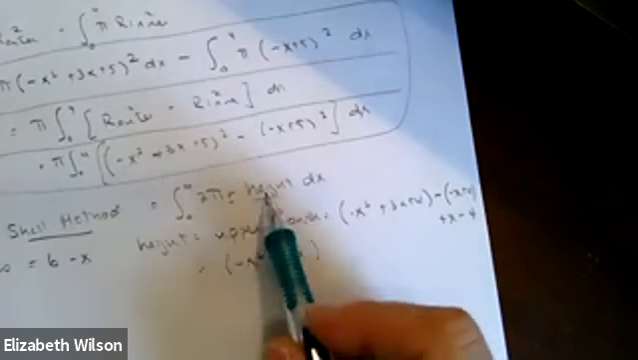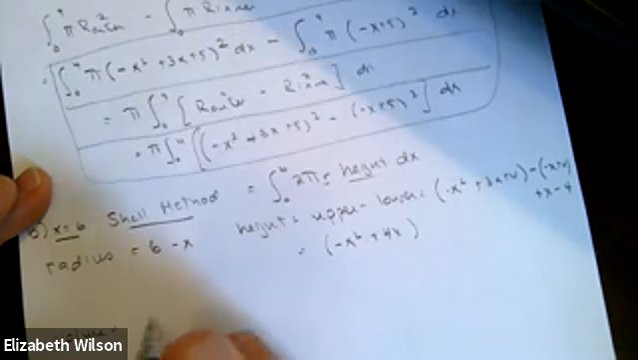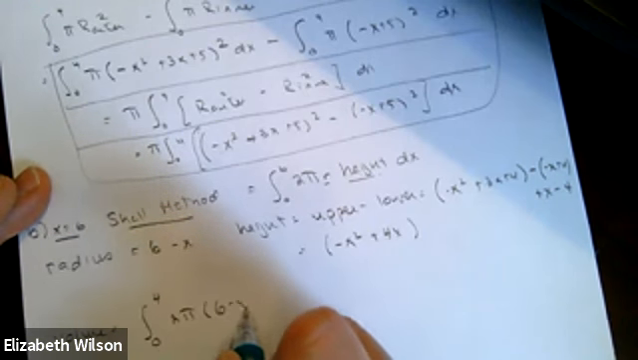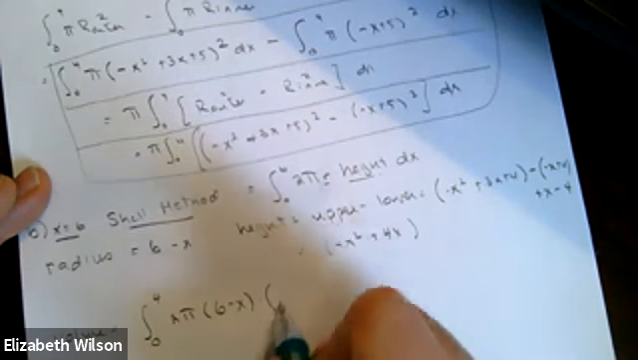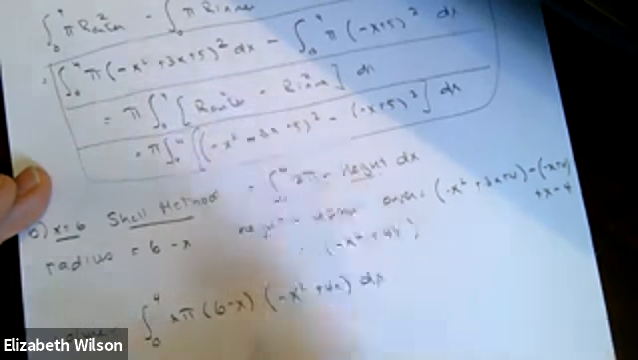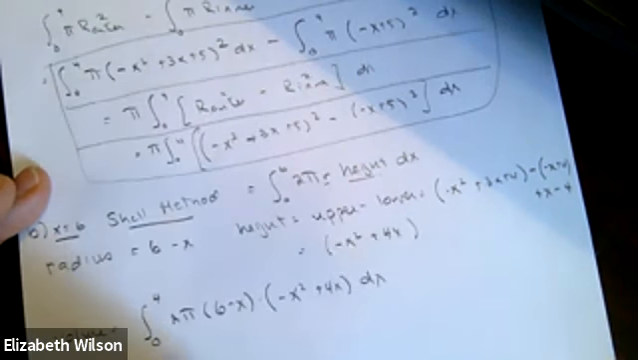So taking the height and the radius, I'm going to plug them into here. Our volume is going to equal, we're going to go from 0 to 4 of 2 pi times our radius, 6 minus x, times our height, minus x squared plus 4x, times the tiny little thickness of each circle as we sweep our way through. And that was it. They didn't ask us to actually evaluate it. They just asked us to set up the integral.